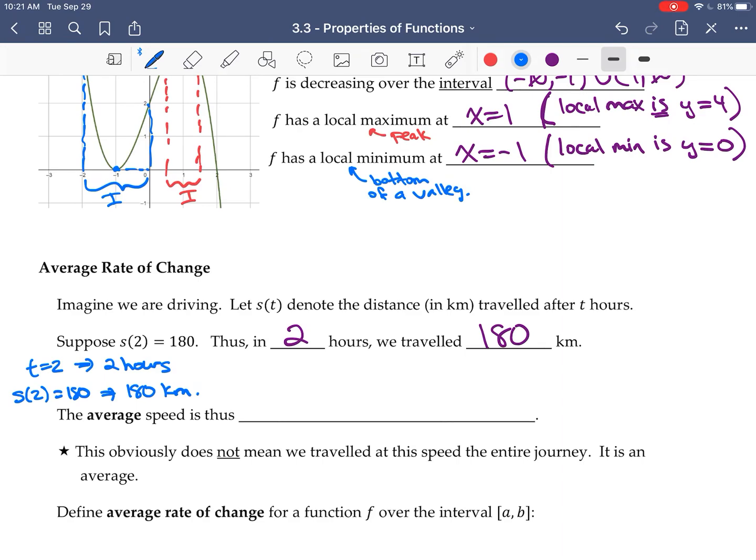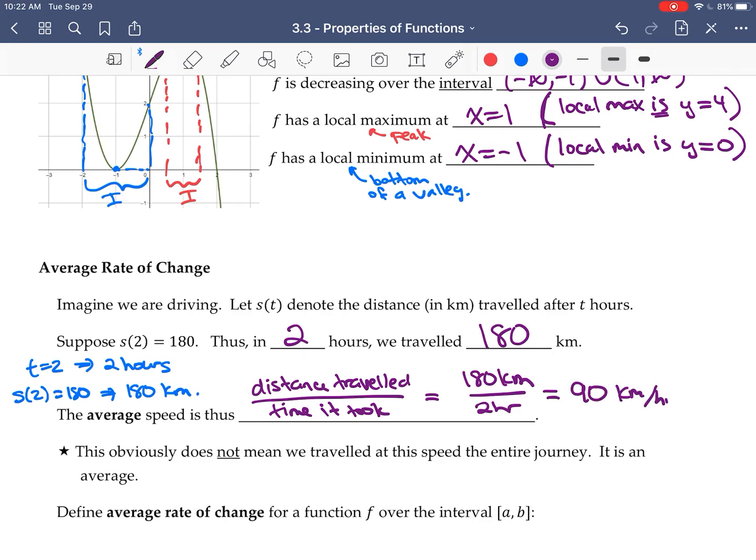So then what was our average speed? The average speed would be the speed you went on average over that interval. It's the distance traveled in an interval divided by the time it took. That's how we're going to get the average. So here, that's 180 kilometers over the 2 hours that it took, so that's going to be 90 kilometers per hour. That's our average speed over that interval.